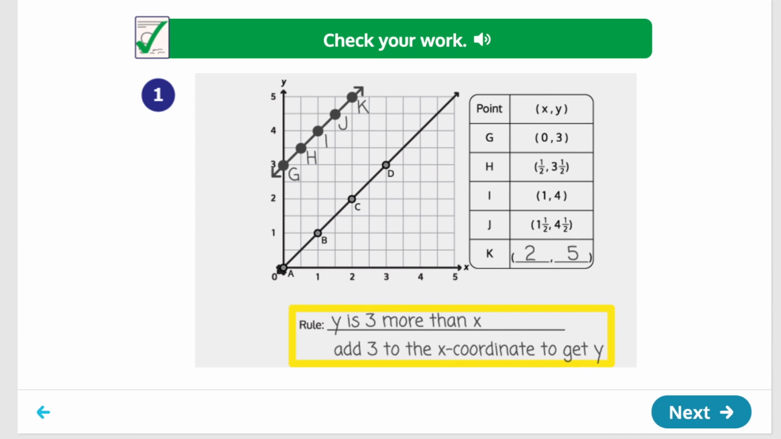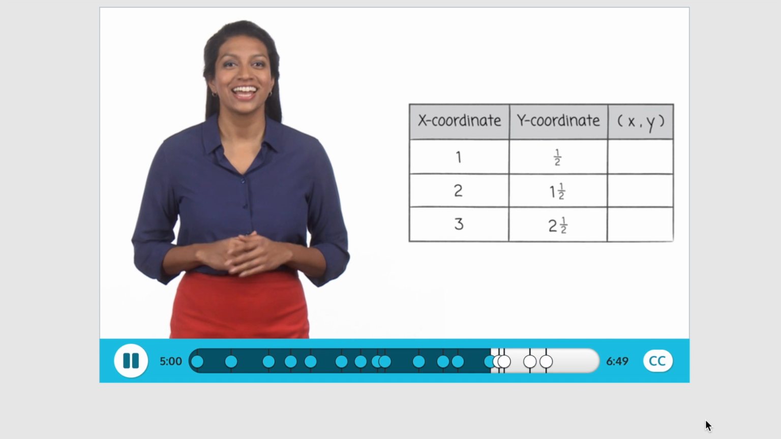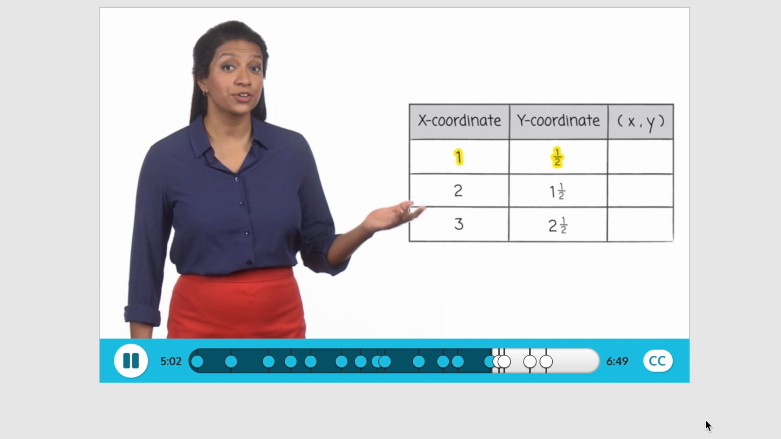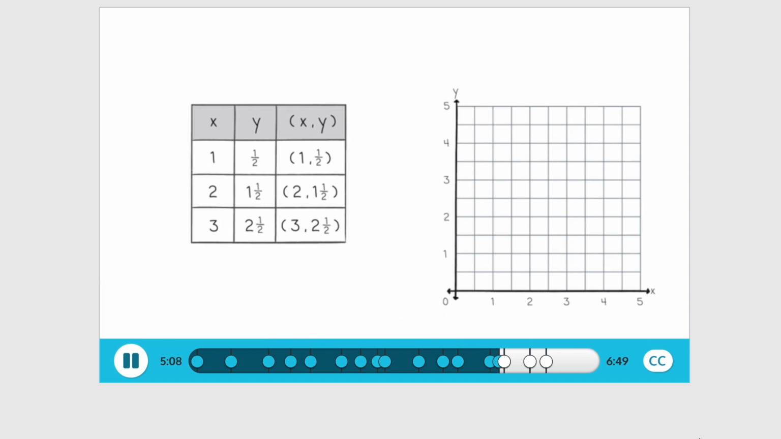Go ahead and check your work. Did anybody have the same wording, slightly different wording? Make sure that your wording has both x and y in the rule. Let's keep it going. Here are the coordinates of 3 points. Now, plot these points on the coordinate plane.